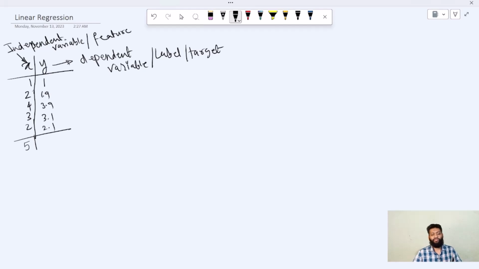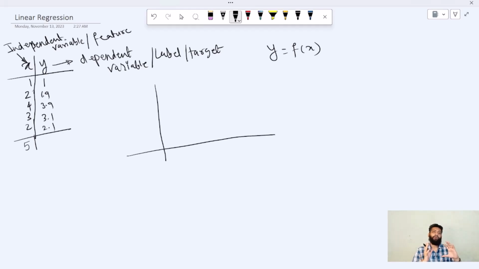So in machine learning, we form the relationship between y and x. This relationship will be y is equal to f of x. So y is a function of x. Now suppose we are forming the relationship between y and x graphically like this. This is the y axis and this one is the x axis. So when the value of x is 1, 2, 3, 4 and 5, we get the values of y.